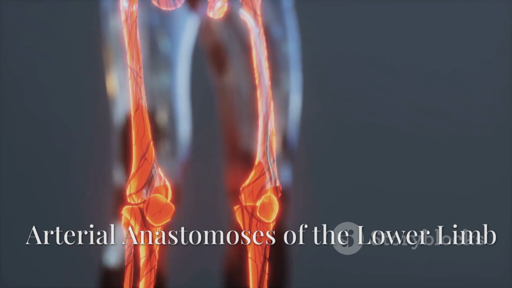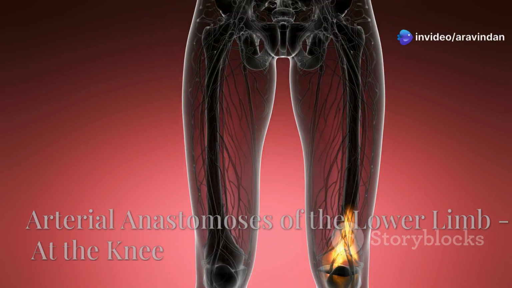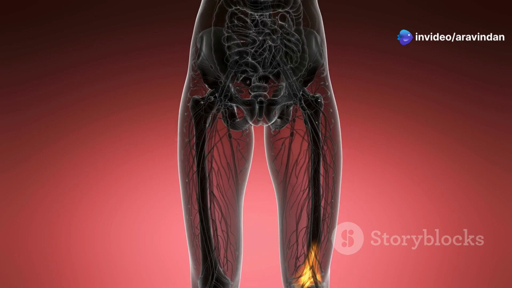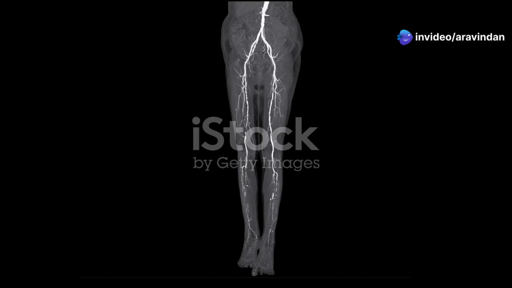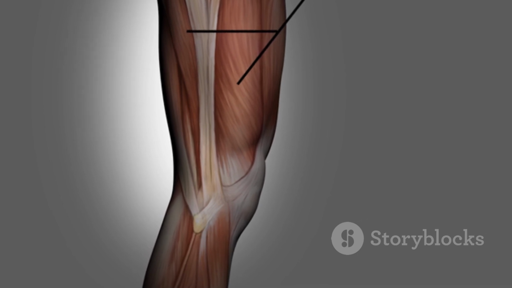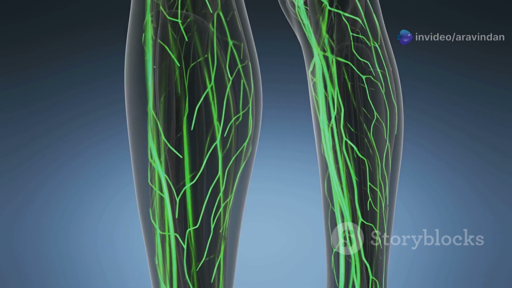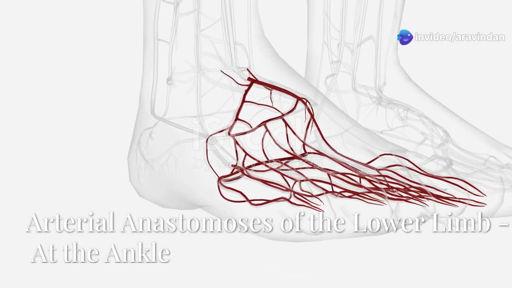5. Arterial anastomoses of the lower limb. At the knee, the genicular anastomosis involves 5 popliteal genicular branches, the descending genicular from the femoral, the descending branch of the lateral circumflex femoral from the profunda femoris, and the anterior tibial recurrent from the anterior tibial.